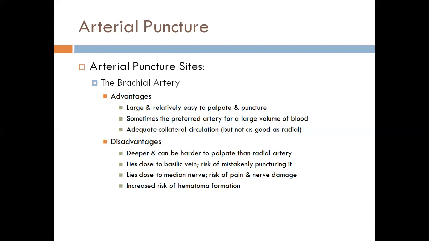Kasi nga, pag mas madaming nerve, mas masakit, so baka matamaan mo yun, magkaroon pa tayo ng tinatawag na nerve damage kay patient. Okay? And then last is that there's an increased risk of hematoma formation kasi there's no ligaments or bones to support compression, unlike for your radial artery wherein medyo madaming bones present sa ating wrist that could support compression. Unlike for the brachial artery, wala masyadong bone, okay? Kaya that's one of the disadvantages of using that site over your radial artery.